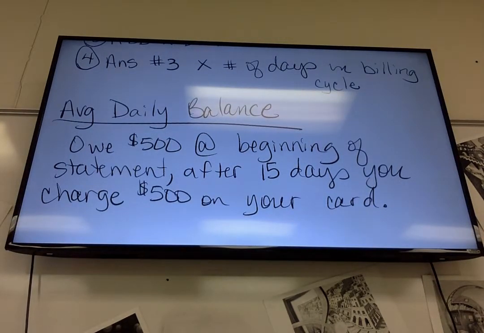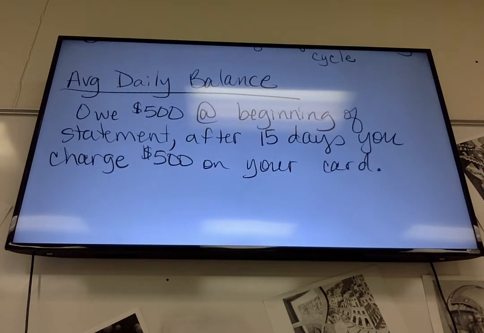If they don't tell us how many days are in a month, then we assume 30, because most of the days in a month are 30. If they tell us we're in October or January or February, then we use whatever it says. But this one doesn't tell us what month, so we assume that there's 30 days.